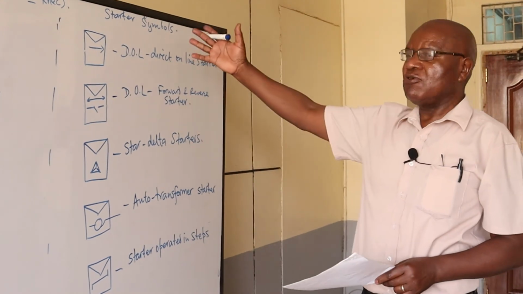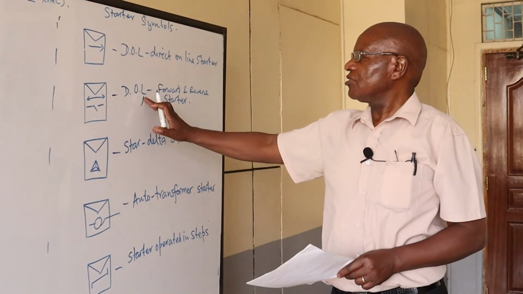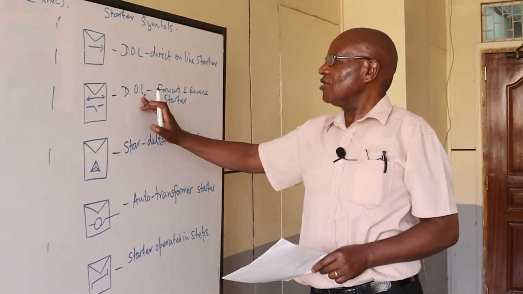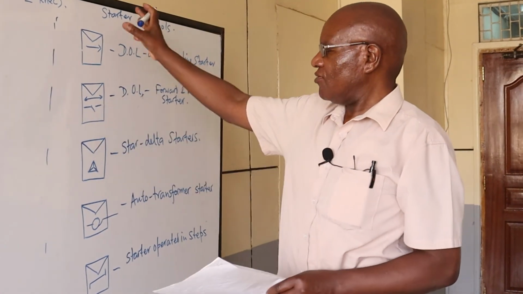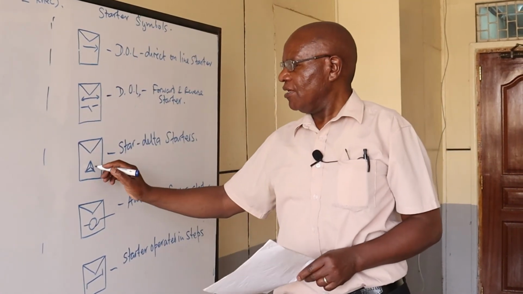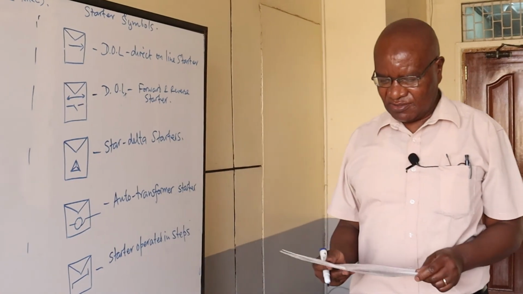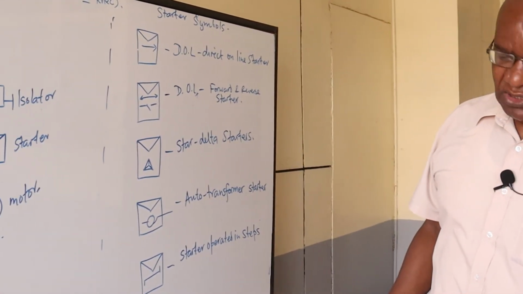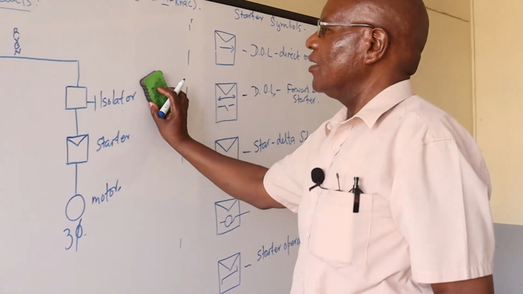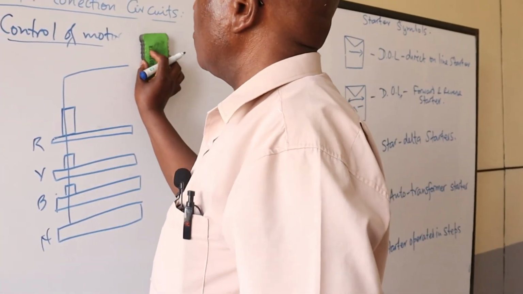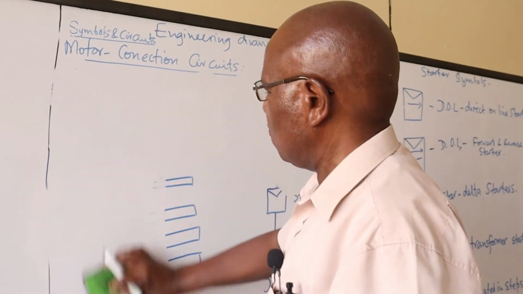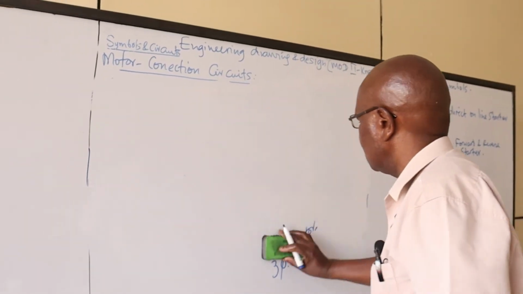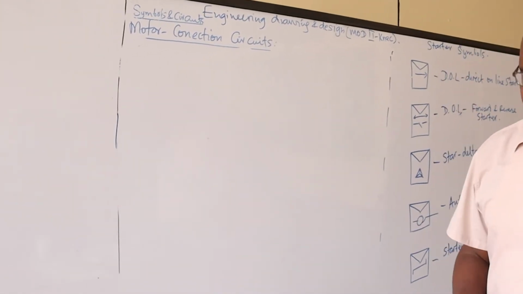Now, these again are symbols, part of the symbols that we talked about, the exercise that you have to do, motor connection circuits. All these symbols are ones whereby in the next examination you can be asked to reproduce. So, briefly, let's have a look at one of those starters, which I'll call the DOL.